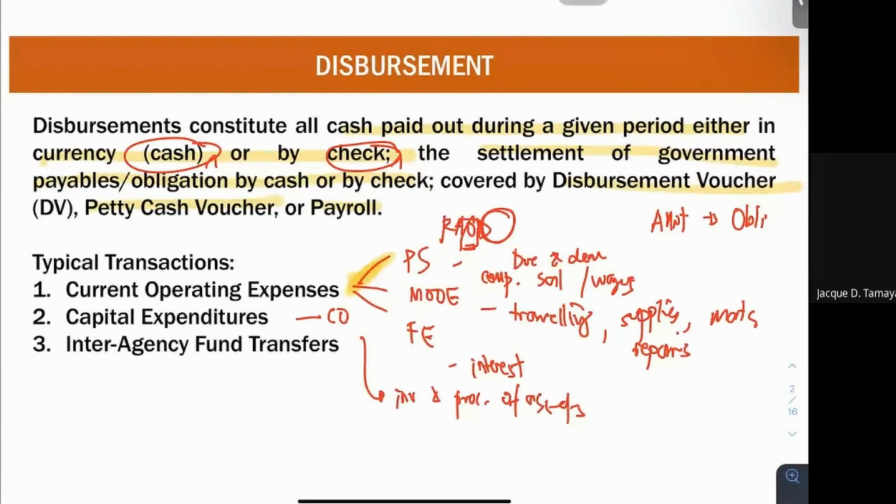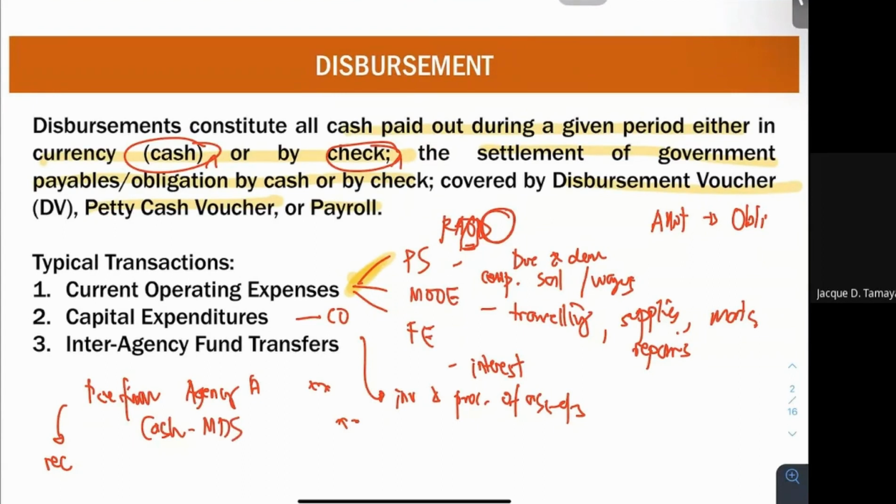So that is now taken up in the books as due from, and then you credit your cash. So generally, your entry here is due from, and then you credit your cash. Your due from is a receivable account. So due from, let's say agency A, and then you credit cash MDS.